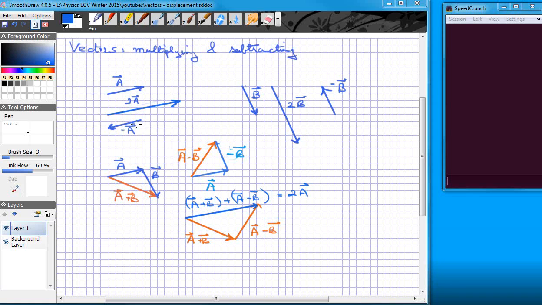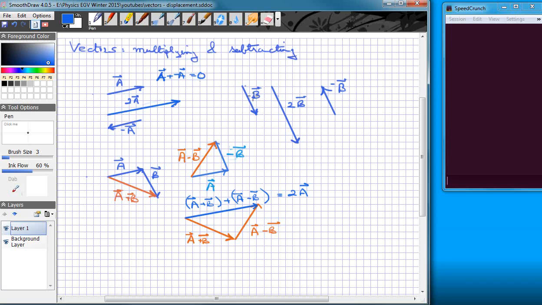This vector is minus A, and so minus A is anti-parallel. There's a new physics word for you. To A. And so you can see from these two pictures that A plus minus A is the zero vector. If you added these two things together, you'd get back to where you started.